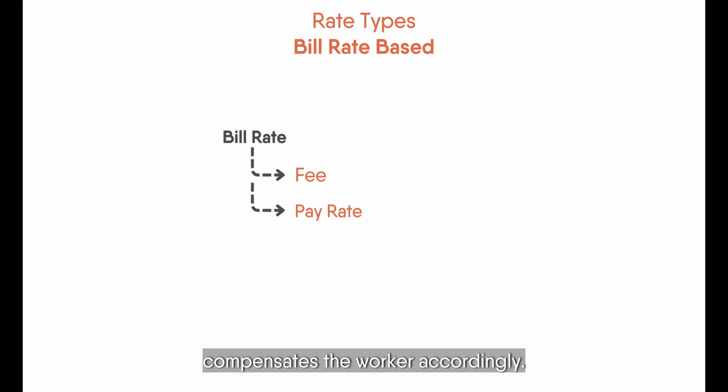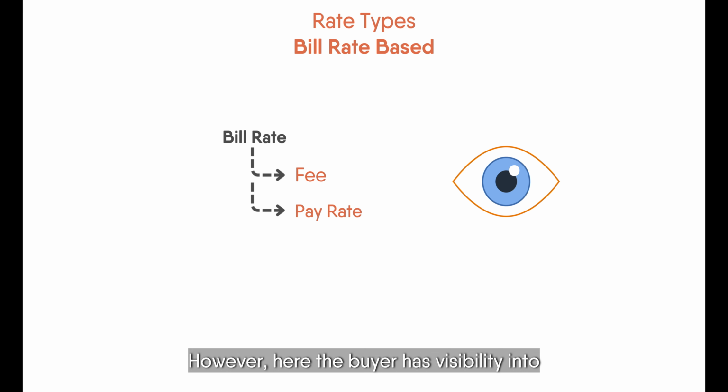On the flip side, we have the bill rate-based type. This method involves negotiating a fixed bill rate up front, which remains constant throughout the transaction. Subsequently, after receiving payment, the supplier applies its fee and compensates the worker accordingly. It operates similarly to the rate-based type. However, here, the buyer has visibility into both the pay rate and the supplier fee.